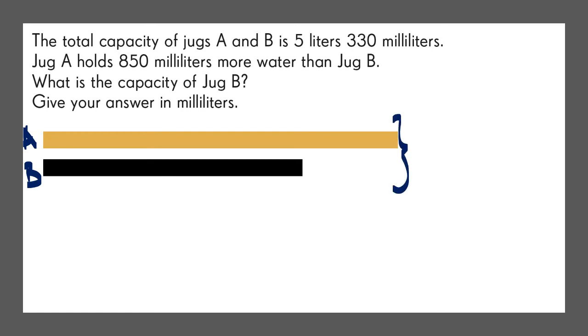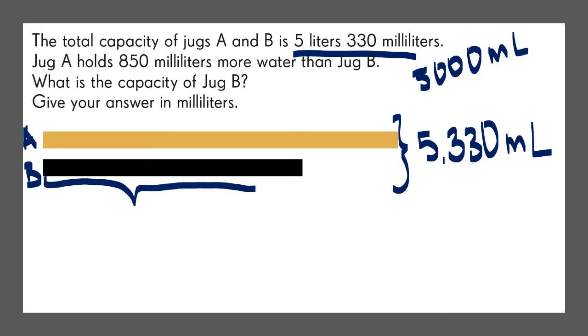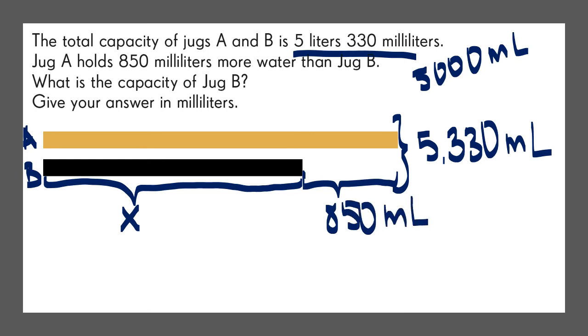The total capacity of both of them together is 5 liters, 330 milliliters. When you see 5 liters, you should also be thinking that its equivalent is 5,000 milliliters. So putting that together, we have 5,330 milliliters in both jugs together. We want to find out what the capacity of B is. We don't have that information. We do know that A is bigger than B and it holds 850 milliliters more. You can also remind yourself that that's like saying this part of this bar is 850 milliliters.